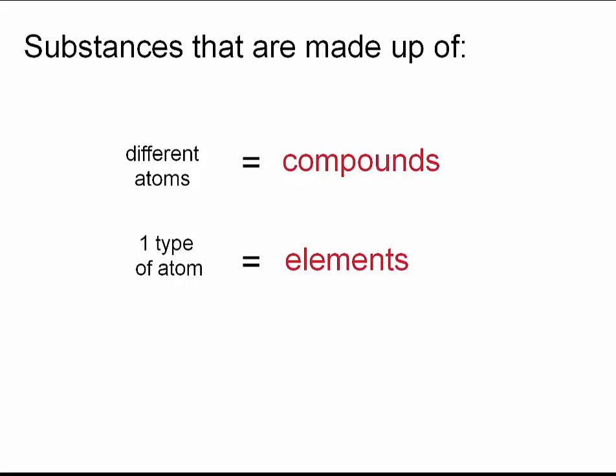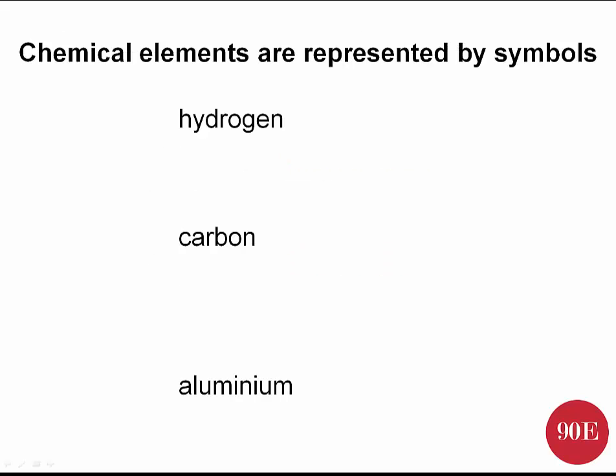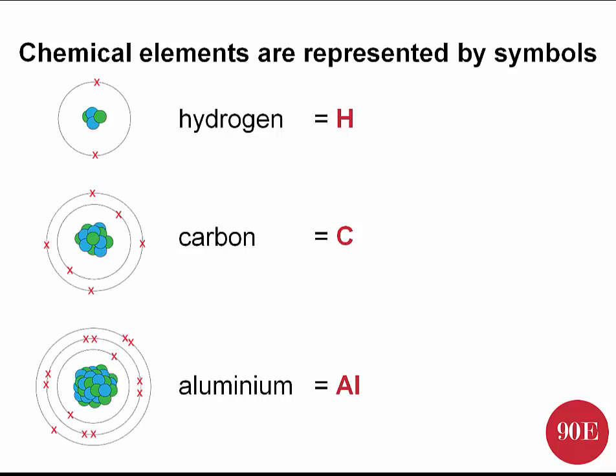Now, there are many different ways that we can represent chemical elements. We can represent them by symbols. So, for instance, hydrogen, the symbol is H. Carbon, the symbol is C. And aluminium, the symbol is Al. We can also represent them by using images, such as the ones here on the left-hand side. And we'll look at these in a bit more detail in the coming videos.